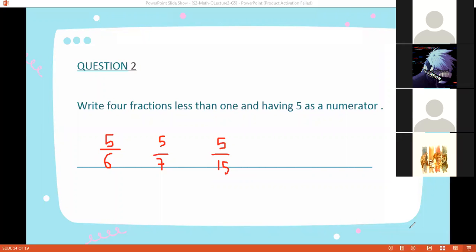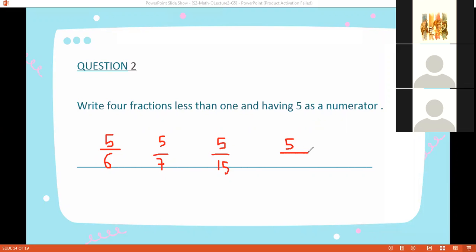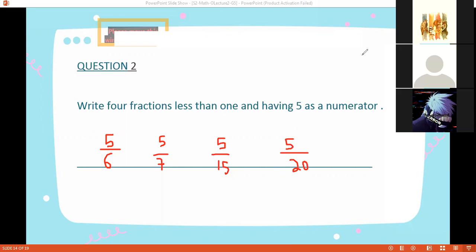Who hasn't had a turn yet? Hani. Yes, miss. Yalla Hani, give me a fraction which is less than 1 and having 5 as a numerator. 5 over 20. Very good, Hani. Just a second. Now let us go for the next question.